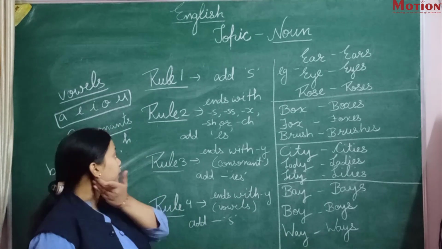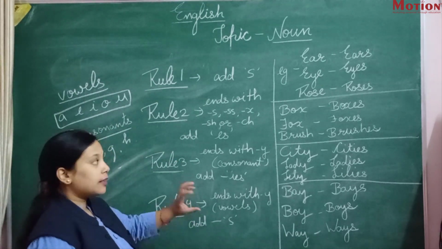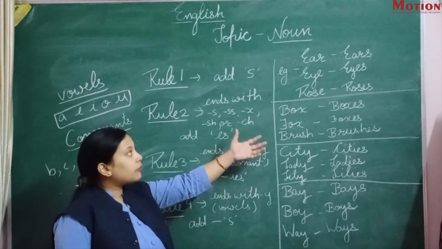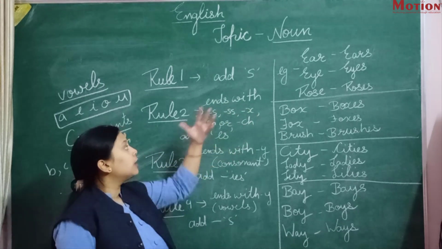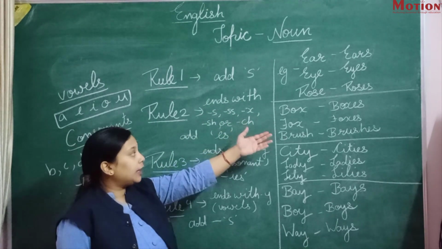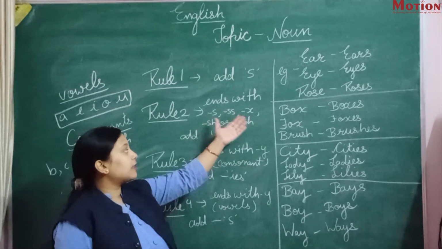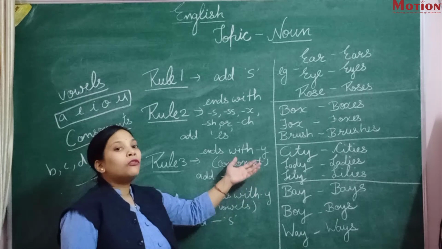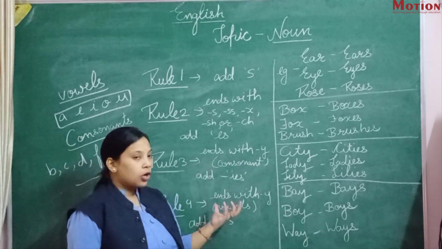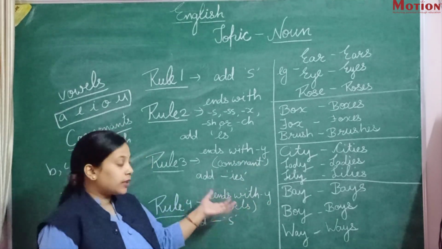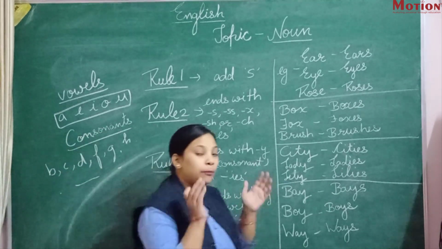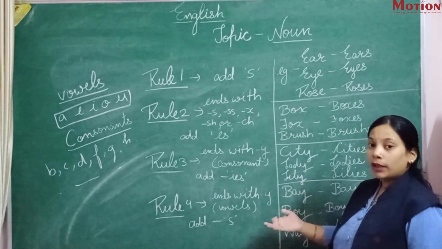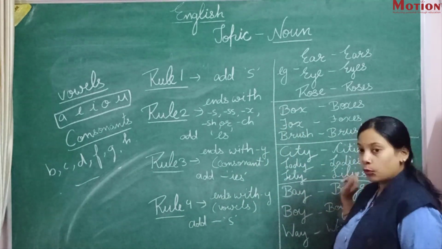So there are 4 rules I have told you. Just keep in mind where the changes are in the words. Is it an ordinary word? Is there a change in the ending, like s, ss, x, sh or ch? And if it ends with y, is the letter before it a consonant or a vowel? So what you have to use, s or ies. Keep it very clearly in mind what the word says and what you have to make for making it plural form.